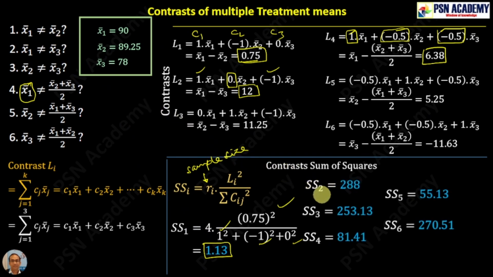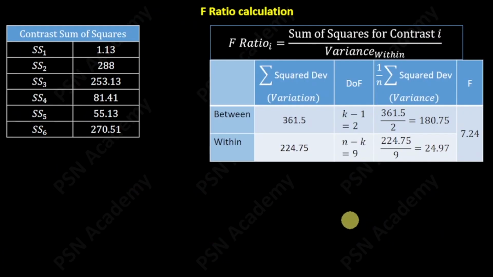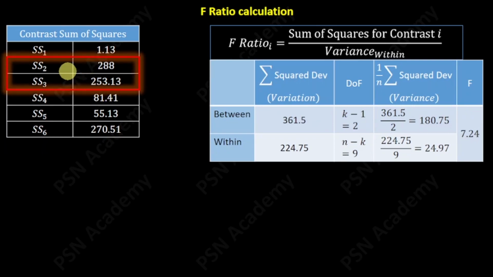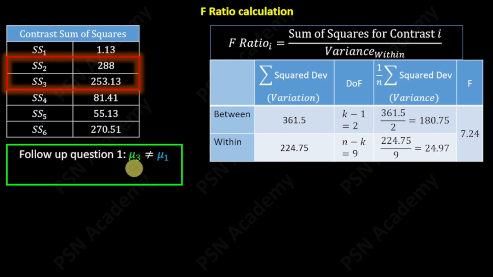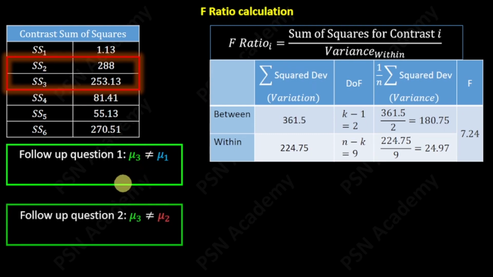Similarly, you can go for SS2 up to SS6. And now we have the table like this. SS1 corresponds to 1.13, which we have calculated. SS2 is 288, like that. Now, based on our follow-up questions, we have these two corresponding rows. Follow-up question 1 is mu3 not equal to mu1, so for that we will be dealing with SS2. And follow-up question 2 is mu3 not equal to mu2. For this, we will go for SS3, right?